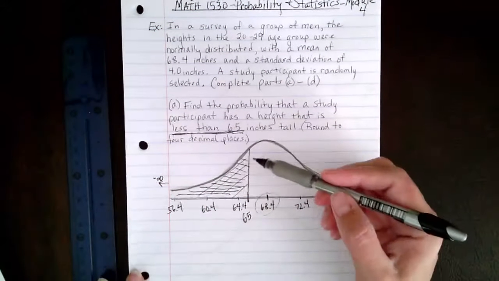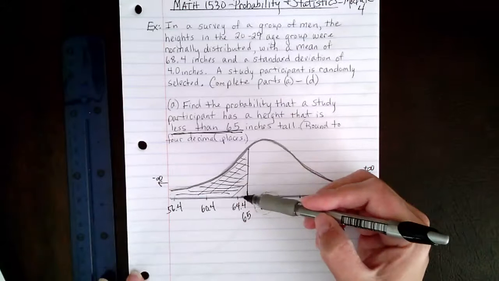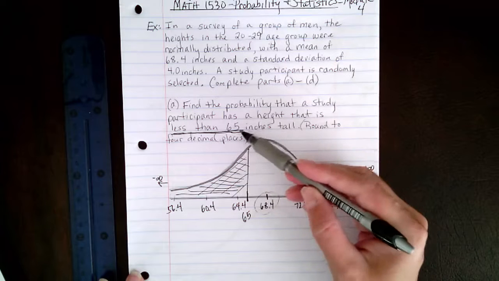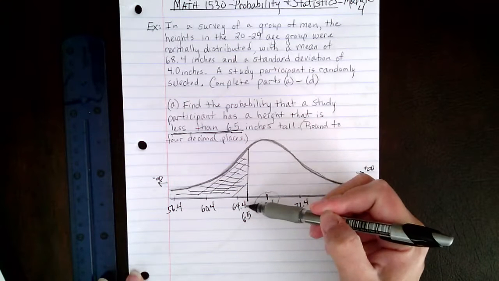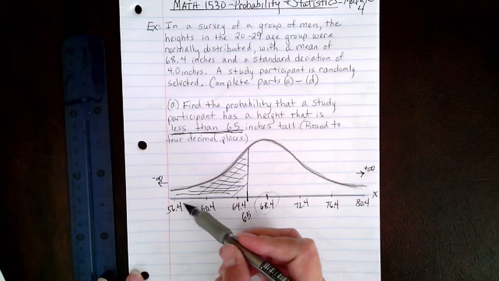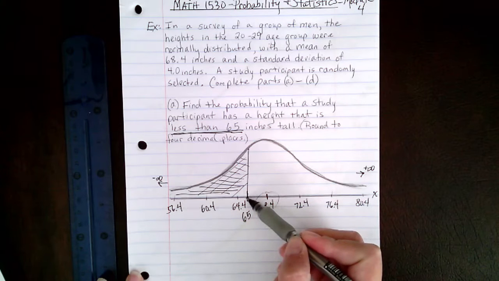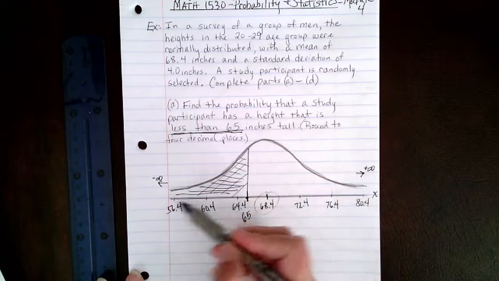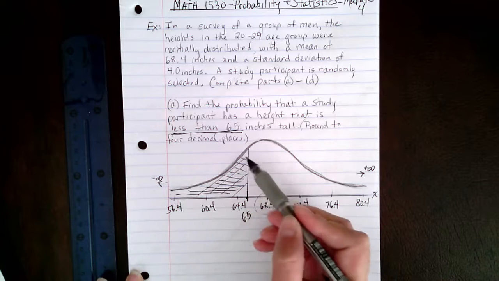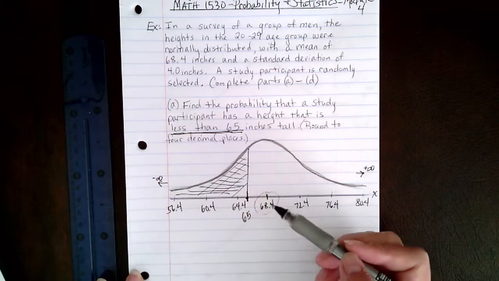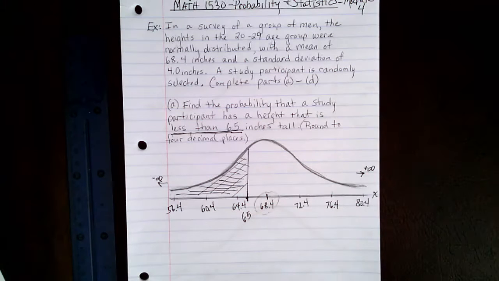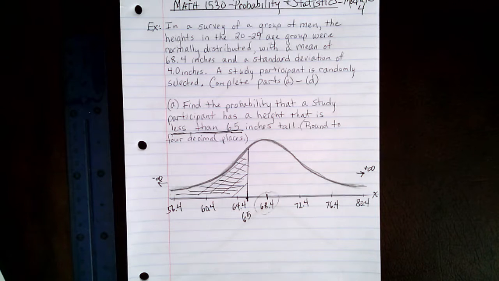And I have also drawn the area that I'm interested in because we're asked to find the probability of less than 65 inches. So that's to the left of 65. So if I looked at 65 as being right here, and I shaded this area in, this area represents the probability. So I'm going to use the calculator to find this probability. You can use tables, but it's much easier to use the calculator.